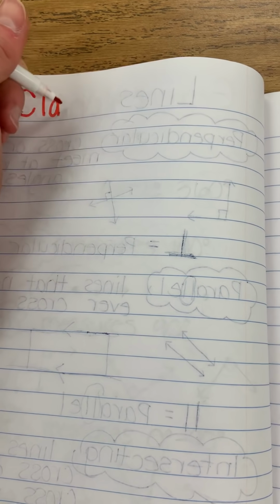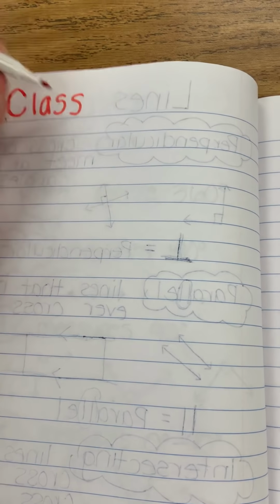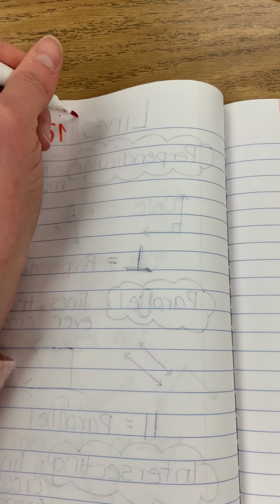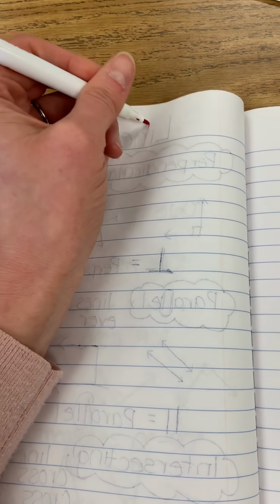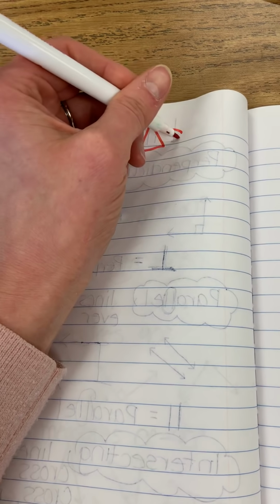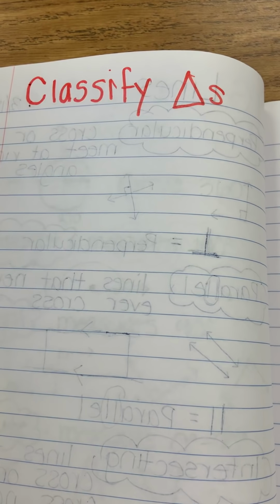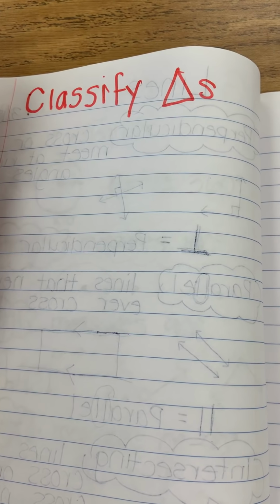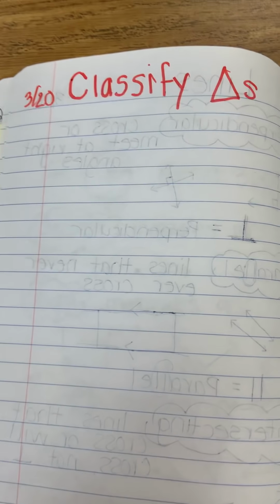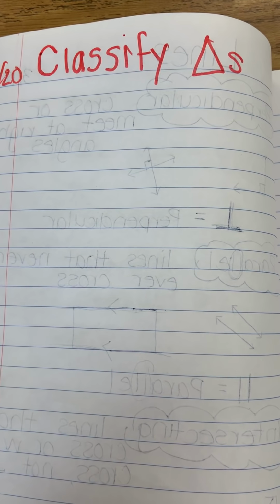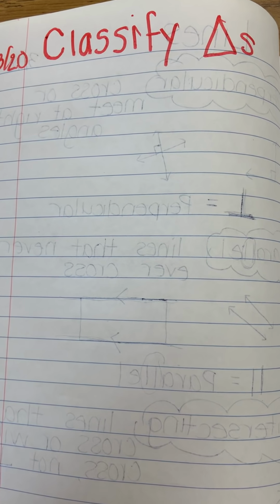Classify triangles. And today's date is 3/20. Today we're going to be classifying triangles by looking at their angles.